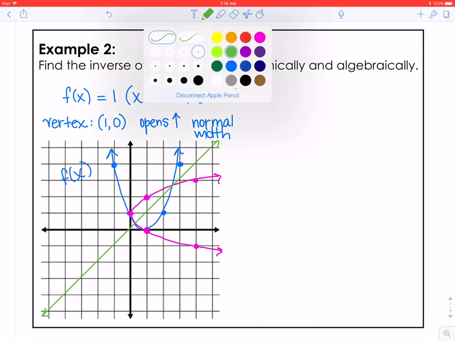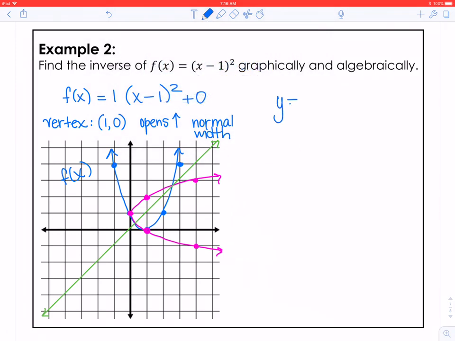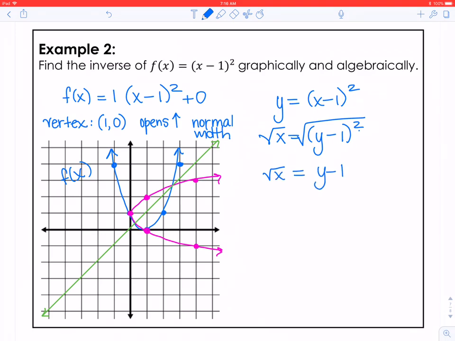Okay, now to solve that algebraically, we're going to say y equals x minus 1 squared is my original function. We're going to swap x and y and solve for y so that we can see the equation for our inverse. So x equals y minus 1 squared, and then we'll start undoing. To undo those operations, we have a square to remove first, so we'll take the square root of both sides. So the square root of x is equal to y minus 1. And then last step, add 1. So the square root of x plus 1 is equal to y.